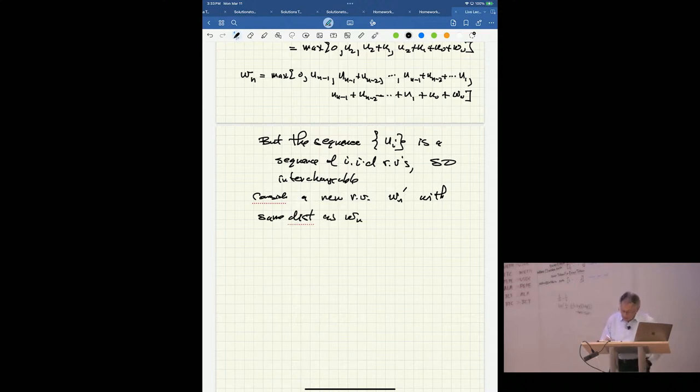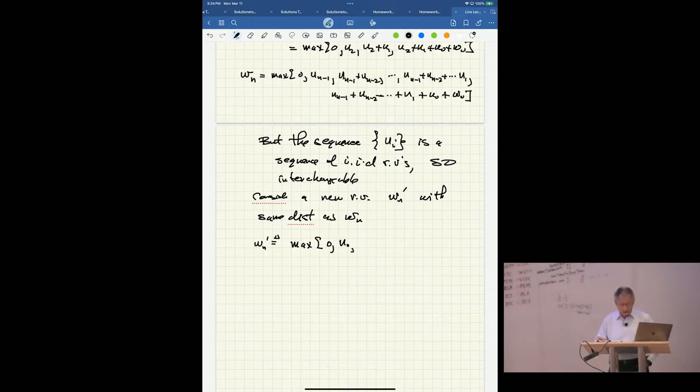And what is Wn prime? It's defined to be just like the equation at the bottom of the page above, which is the max of 0. And instead of u n minus 1, I'm going to start off with u0. After all, u0 and un minus 1 have the same distribution.